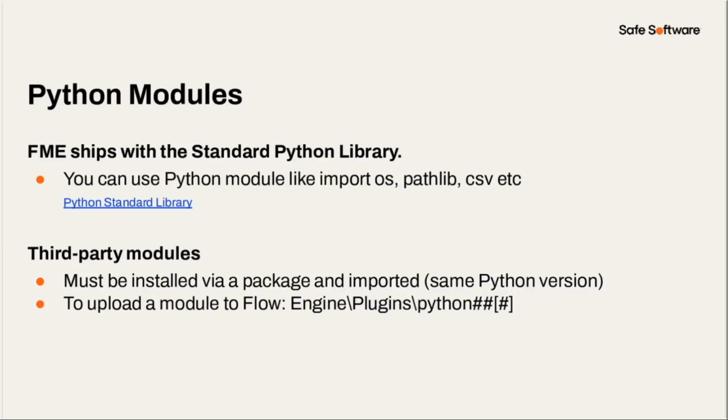Third-party modules must be installed via a package and imported. We're going to use pip here. You can also install the package via the Python package index website and put it into the Documents folder, or depending on the OS that you have there, or you can use pip, as we're going to show you in the demo shortly. And then to upload a module to Flow, it's engine, plugins, and then Python. That will make a little more sense once we get into the demo.